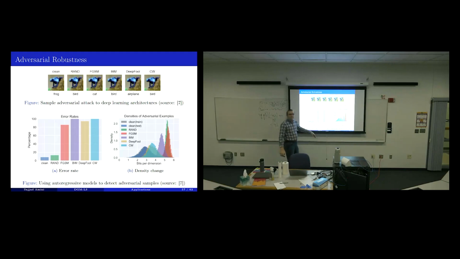For 60,000 images, I have 60,000 bits per dimension, and then I plot the histogram there. This is the histogram, and it is divided by the total number. Okay?